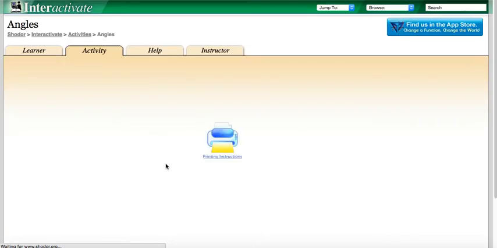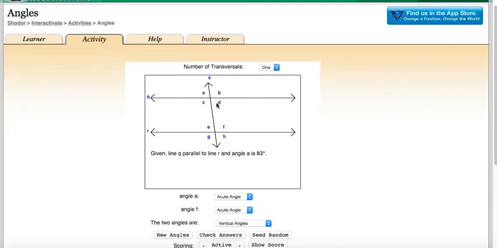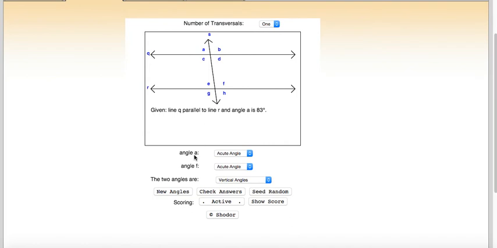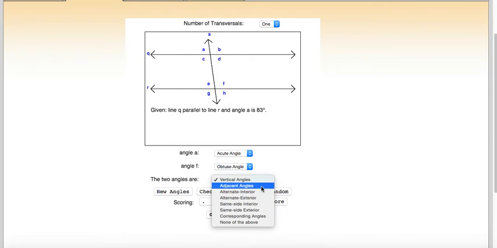It's going to take you, in just a minute, to this. So, for example, they're asking you to look at angle A and angle F. So here's angle A, here's angle F. Well, angle A appears to be acute, so I'm going to keep that acute. Angle F appears to be obtuse, so I'm going to change that. The two angles are, well, A and F, they're not vertical, so I know they're not that. Let's see what other choices. They're not adjacent because they're not side by side.